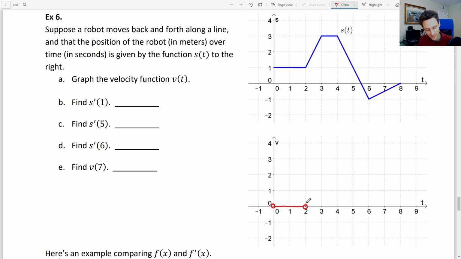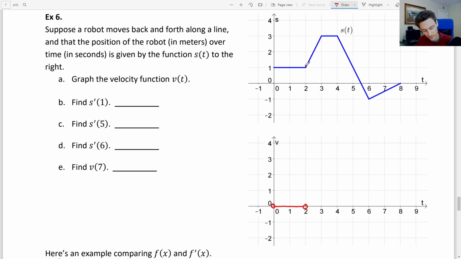We don't know what the velocity is at that instant, but we know that immediately after, the robot is going to start to move. It's starting to move to position 3, so it's going to have some velocity. So what is that velocity? Well, how far does the robot move on this interval of time from t equals 2 to t equals 3? How far does the robot move? If you said 2 meters, that would be correct.